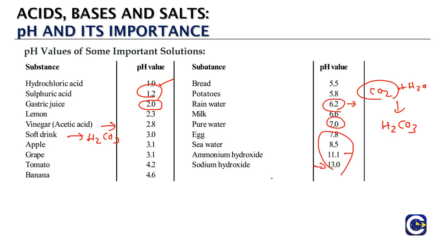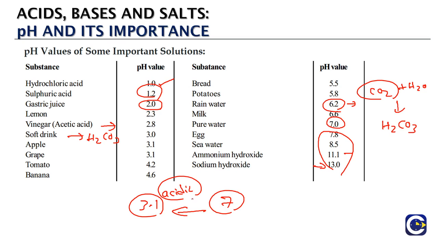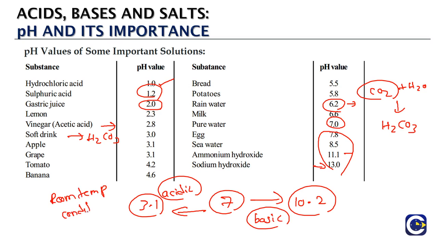So pH essentially is an indicator to tell us whether a particular substance is acidic or basic. The moment we look at the pH value of, for example, grape to be 3.1, since the neutral point is 7, 3.1 means it is less than 7. So this particular substance, which is grape here, should be acidic. And if somebody gives us a substance with a pH value of, say, 10.2, then since it is more than 7, it must be basic. All of this we are discussing at room temperature conditions. So this is how we are going to be reading the pH scale.